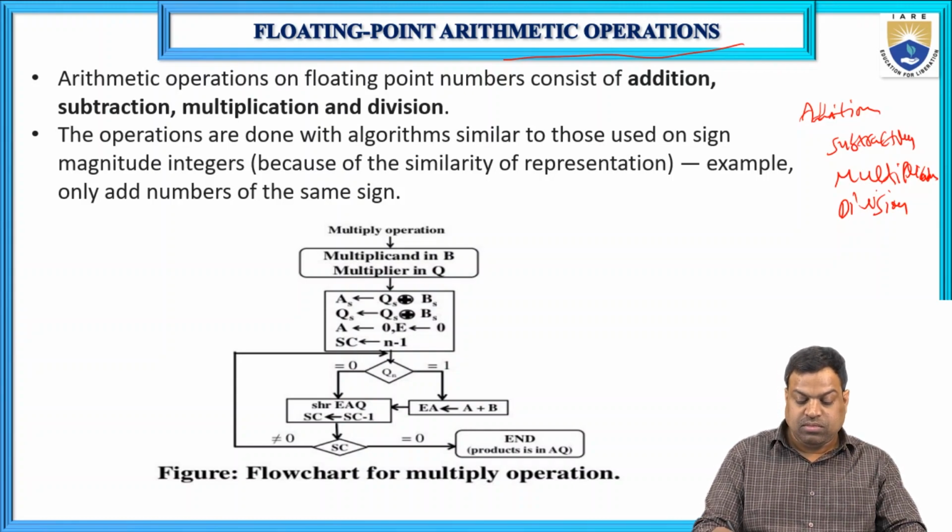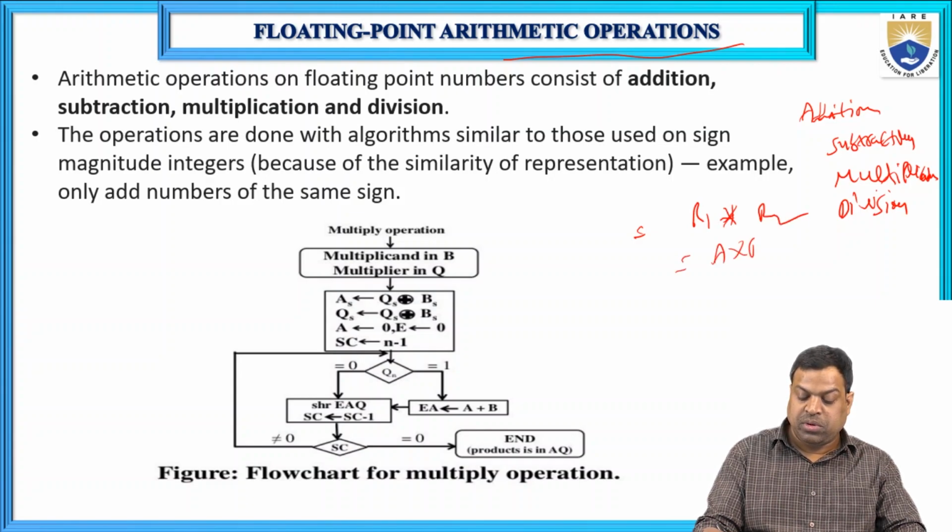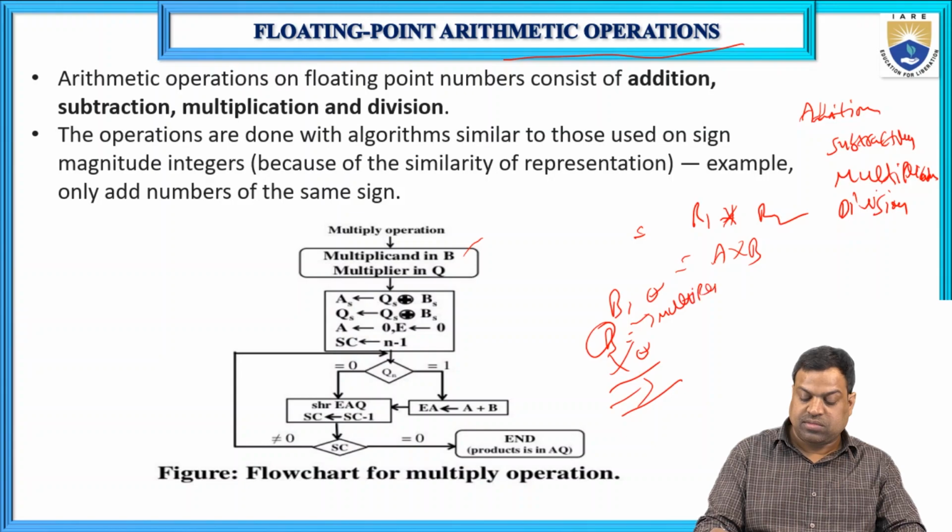So I have to multiply R1 into R2, or A into B. But here I am taking B into Q, B comma Q. So, B into Q is the resultant value here. Here B is equal to the multiplicand and Q is the multiplier.